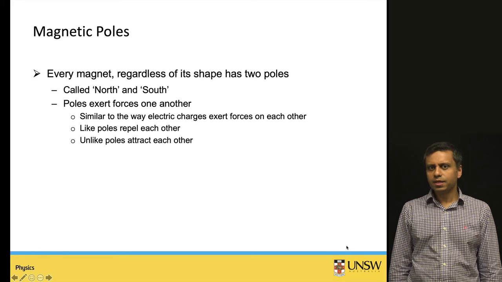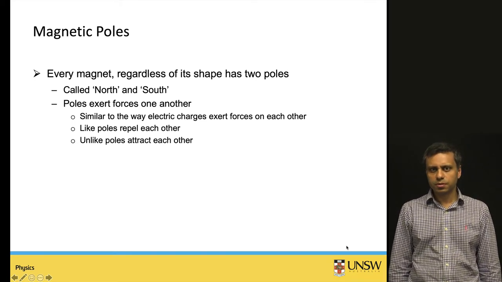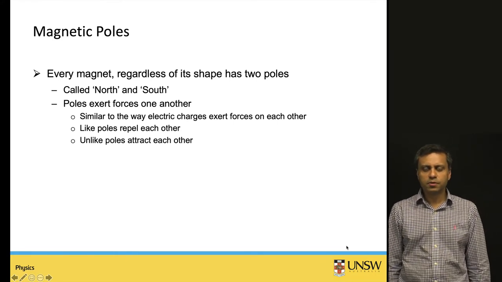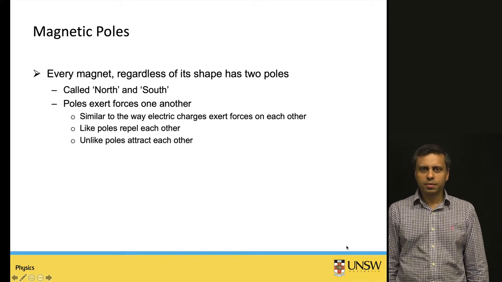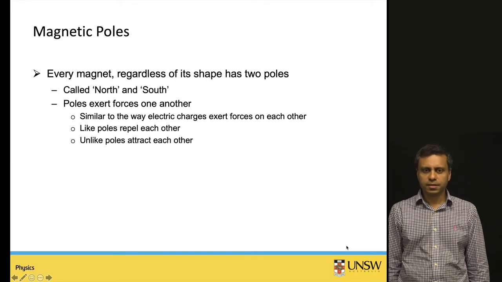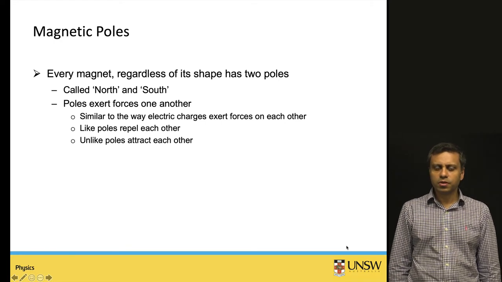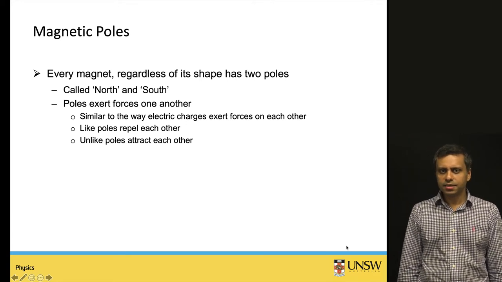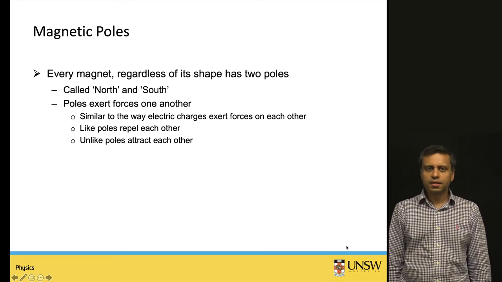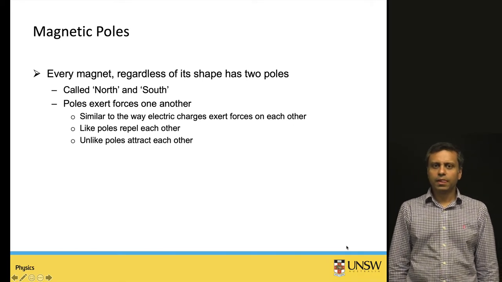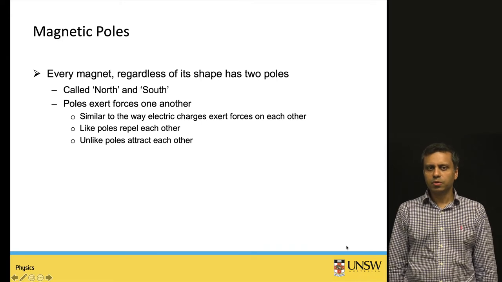A magnet, irrespective of its size and shape, has two poles, which we call the north and south poles. The poles exert forces on each other. Like poles repel and unlike poles attract each other. So in a way, this is analogous to positive and negative charges that you learned in electrostatics. Like charges repel and unlike charges attract. Similarly, in magnetism, we have these north and south poles, and like poles repel each other and unlike poles attract.